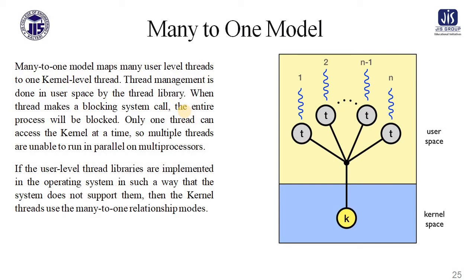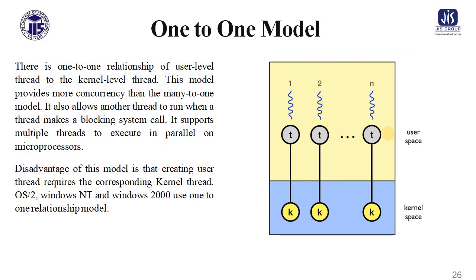If the user level thread libraries are implemented in the operating system in such a way that the system does not support them, then kernel threads use the many-to-one relationship model. That means whenever the kernel thread is managing thread 1, then threads 2, 3, 4, up to n have to wait or go to a blocking state. These are the fundamentals.